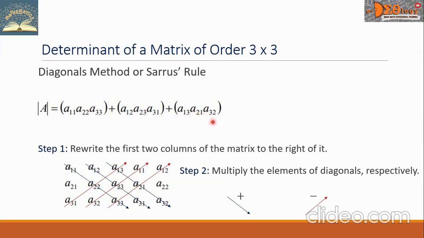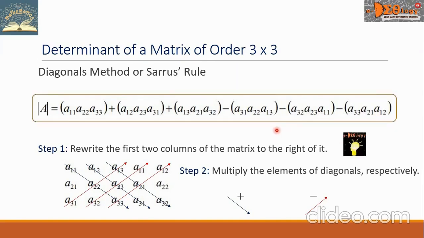And then we will write the products of secondary diagonals. Take note that we're going to use the negative signs. So this is now minus the product a sub 3 1 times a sub 2 2 times a sub 1 3 minus the product a sub 3 2 times a sub 2 3 times a sub 1 1 minus the product a sub 3 3 times a sub 2 1 times a sub 1 2. This is our working formula.